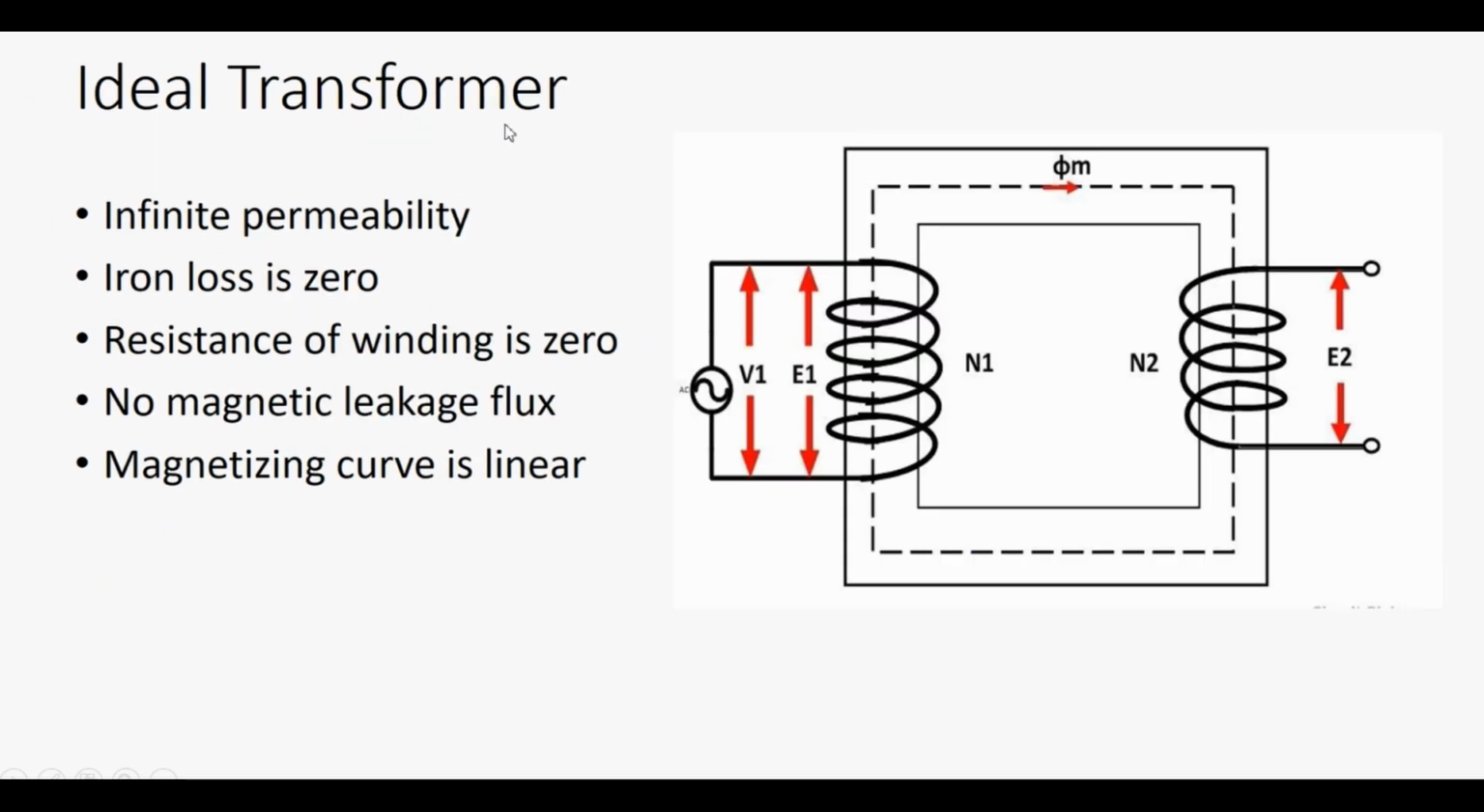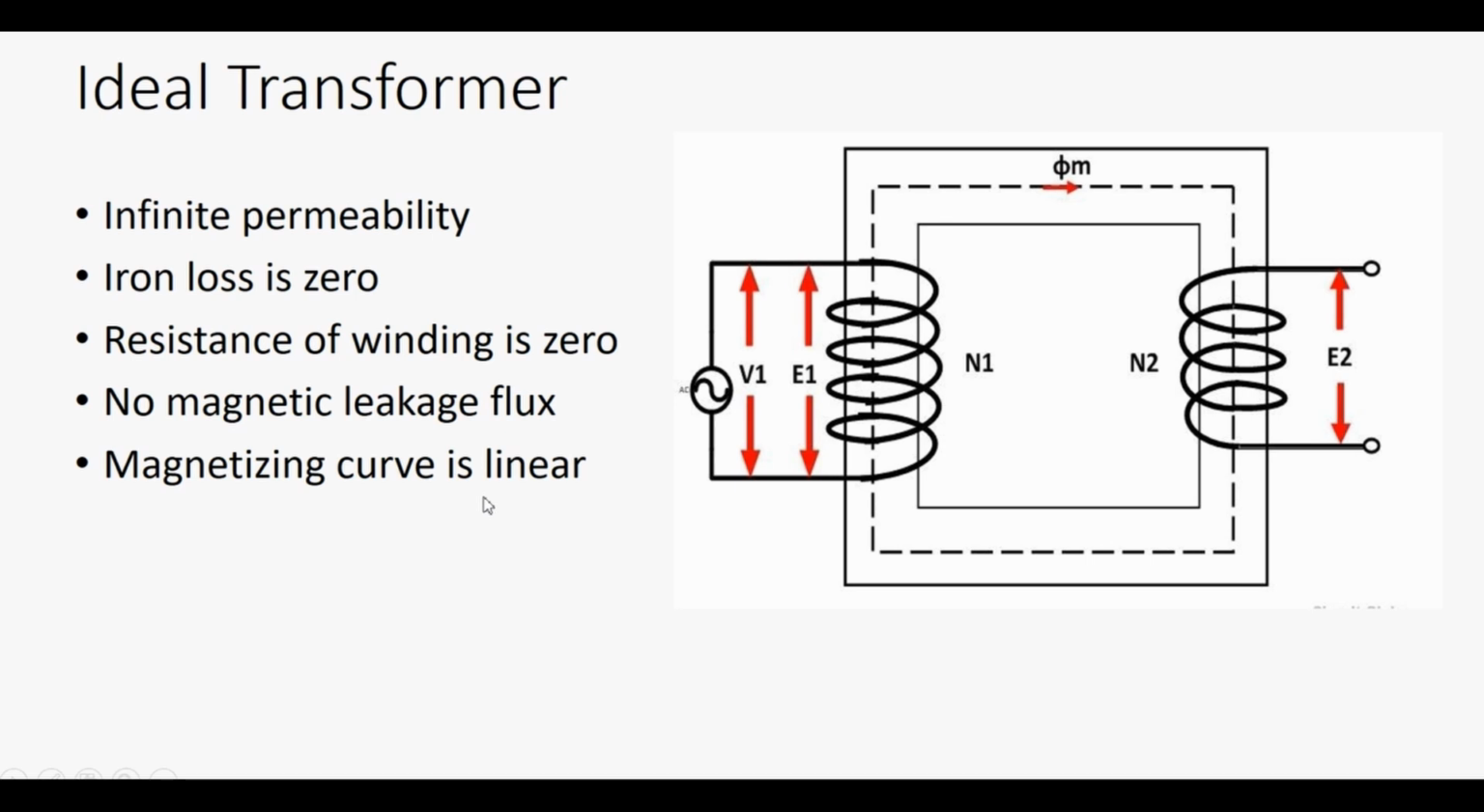Next, I have told you about the ideal transformer. To understand a transformer, we have to start with the ideal one. So an ideal transformer will have infinite permeability. Here iron loss is zero, resistance of the winding is also zero, that means there is no loss. Whatever power we are sending from this side, the same amount of power will be received on the secondary side.